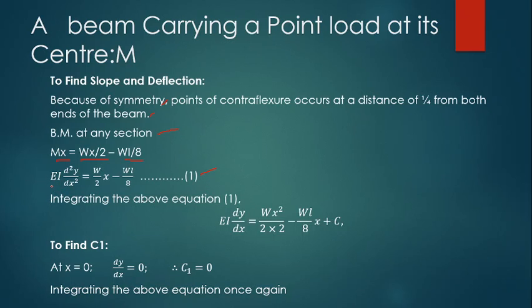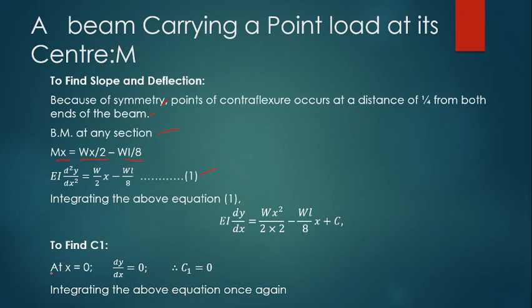The differential equation of bending, EI d square y by dx square is equal to M, wherein we'll substitute this M over here. We'll integrate the equation once, and thereby you will get EI dy by dx is equal to W by 2 taken out, and integration of x is x square by 2, plus an integration constant, and WL by 8 is a constant multiplied by x, plus C1 over here.